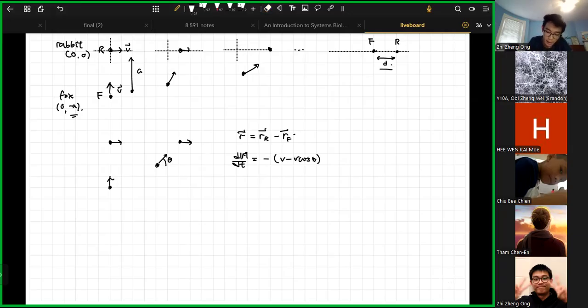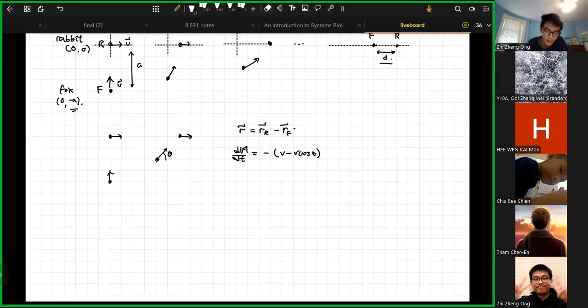So why is this? Because the relative velocity between them is going to be v cosine theta. So this is v, this is v cosine theta. What you get, the difference that you get, is going to be dr/dt. But since we know that this radius, the separation vector, always decreases, there's a negative sign up here.